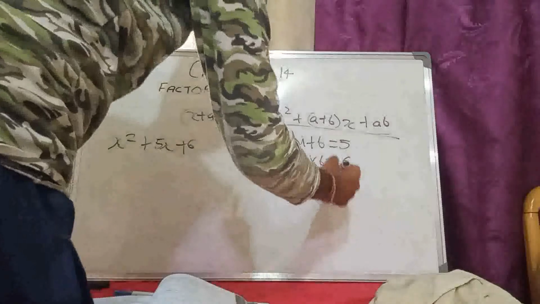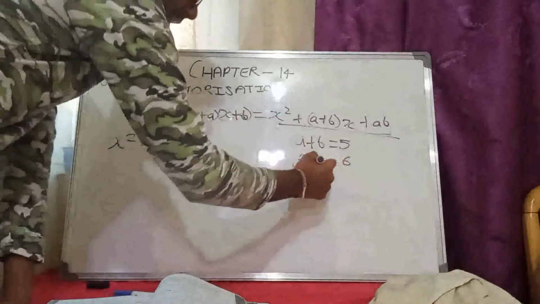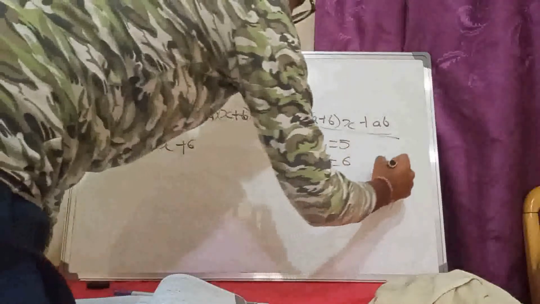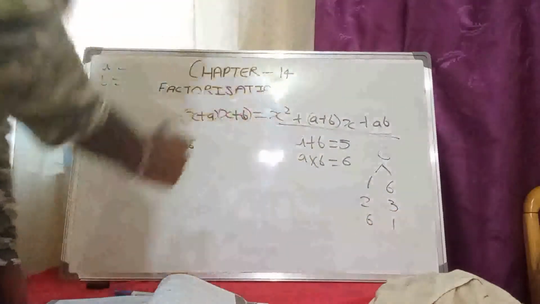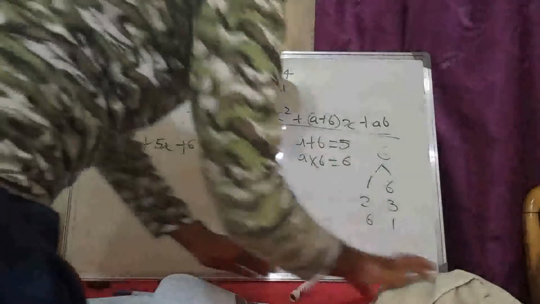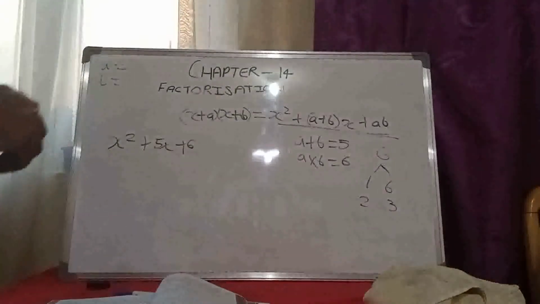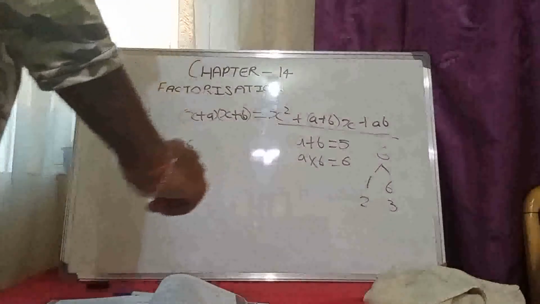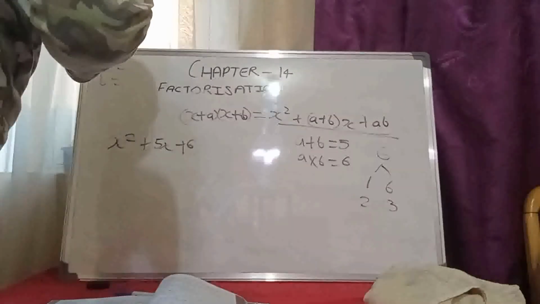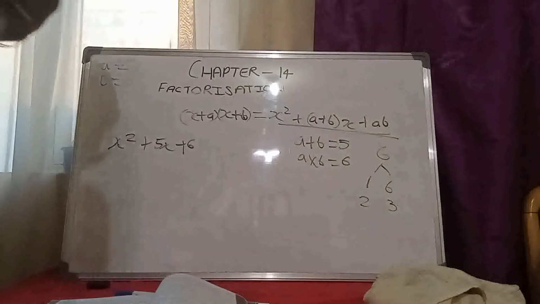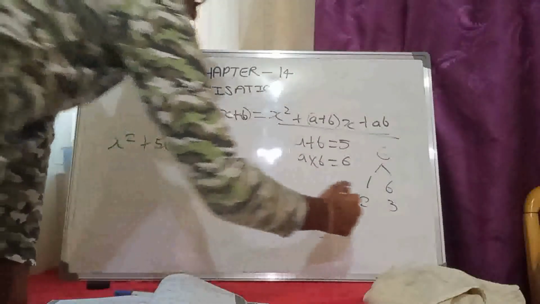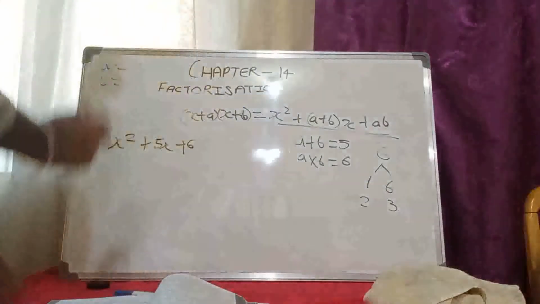So we know that a and b are factors of 6. So we'll find out the factors of 6. 6 will be 1 and 6, 2 and 3, 6 and 1. These are the factors. So 6 and 1 and 1 and 6 are same. Now going forward, let's try one of them. So now we'll take 2 and 3 for example.